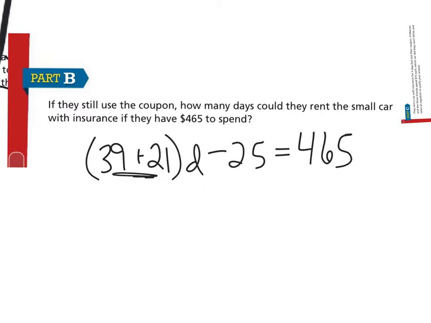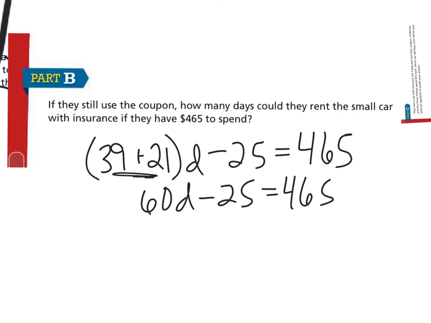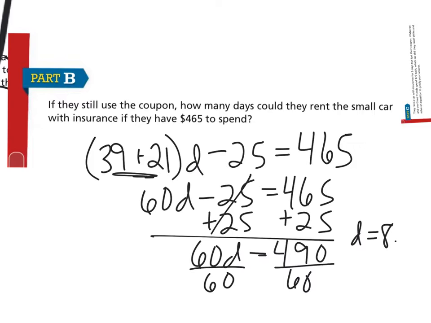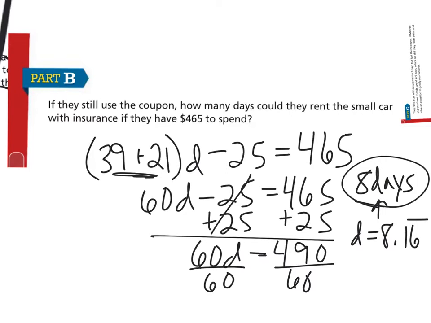Once again, same steps basically. We're just going to add these, only this time those would add up to be 60. They're subtracting 25, so we can add 25. They're multiplying by 60, we can divide by 60. And if you do that, you'll get like 8.16 repeating. What that means, they're not going to let us borrow this for just a few hours one day, so we'll have to round this down and say they could only rent it for 8 days.